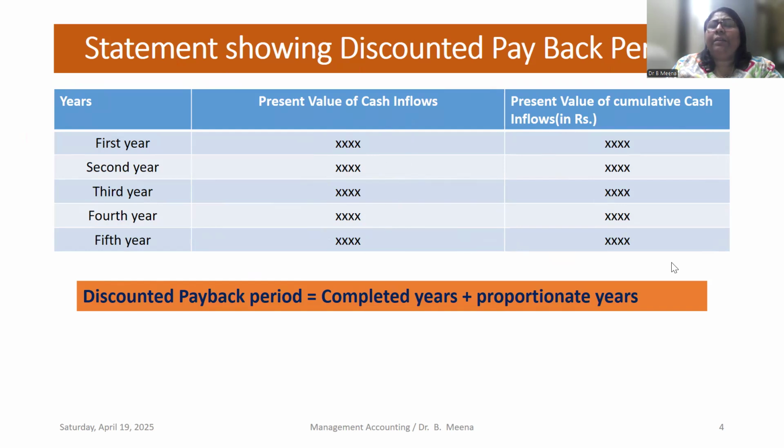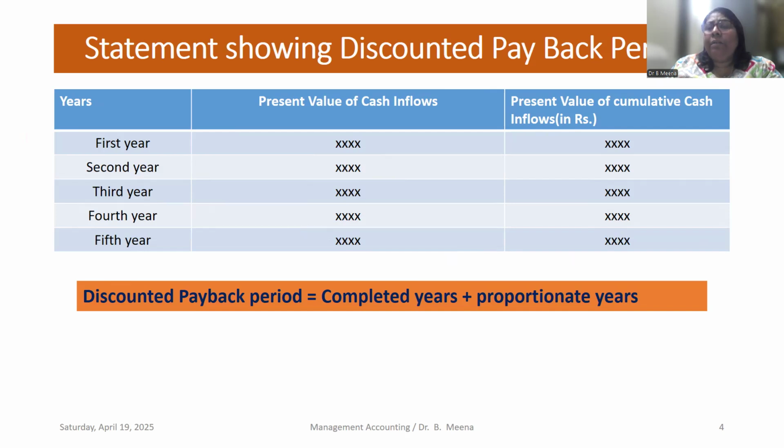Once we finish calculating the cumulative cash inflows, apply this formula: discounted payback period is equal to completed years plus proportionate years. This is a very easy method. The only difference between the net present value method and this method is that under net present value, we just calculate the net present value. If it is a positive value, we will accept the proposal. If it is a negative value, we'll reject the proposal.